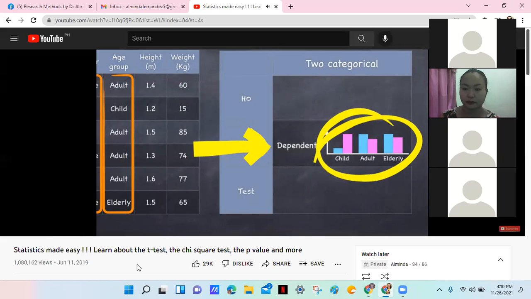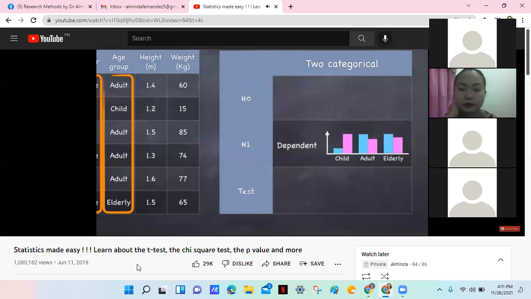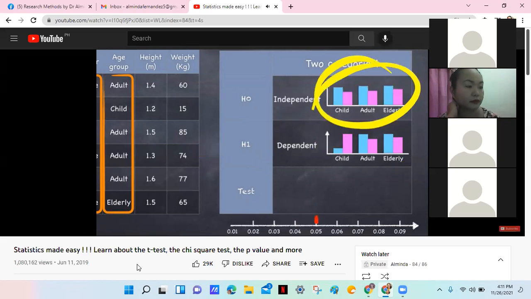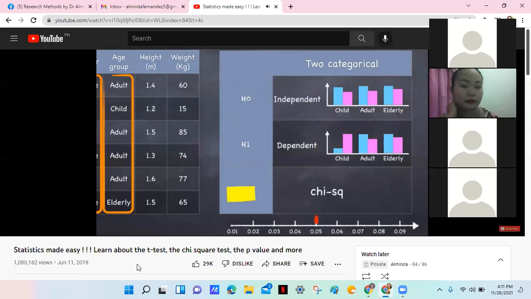Now, is that due to chance? Well, let's test the idea that the proportions are all the same, or that they are independent of age category. That's our null hypothesis. Now here we can conduct a chi-squared test, and that gives us a p-value, and if the p-value is less than the alpha, we can reject the null hypothesis and state that our observation is statistically significant.